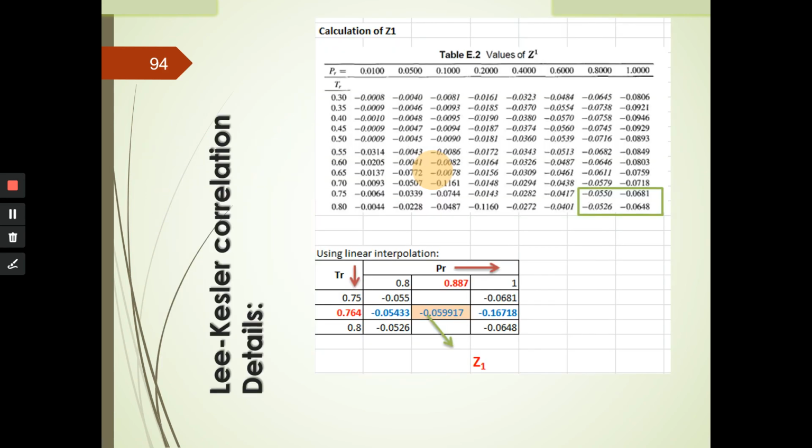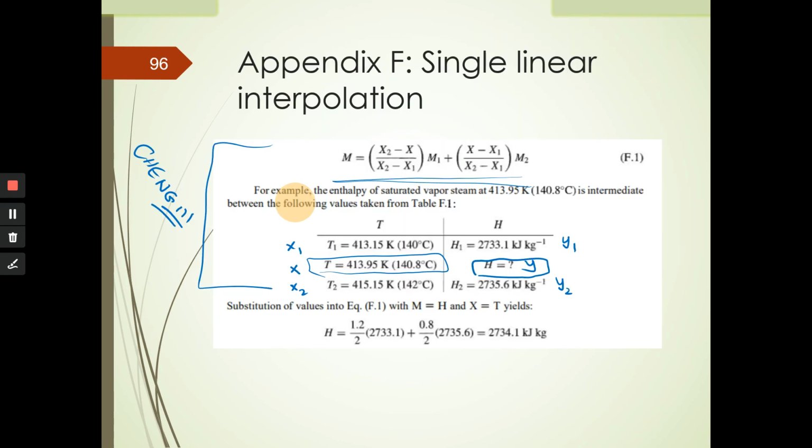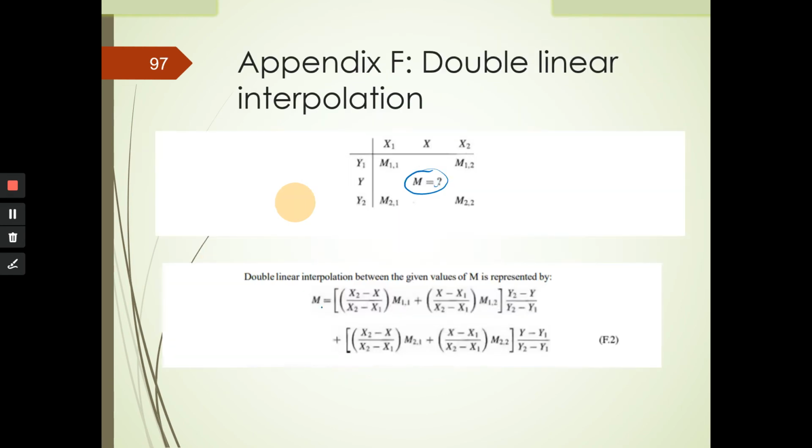Again, I will repeat. Here, it is M11, M12, M21, M22. The one I want to calculate is M, which is in the middle, in the center. Knowing the value that we have, plus the interpolated value here, or just direct substitution, will give me the final answer for M.